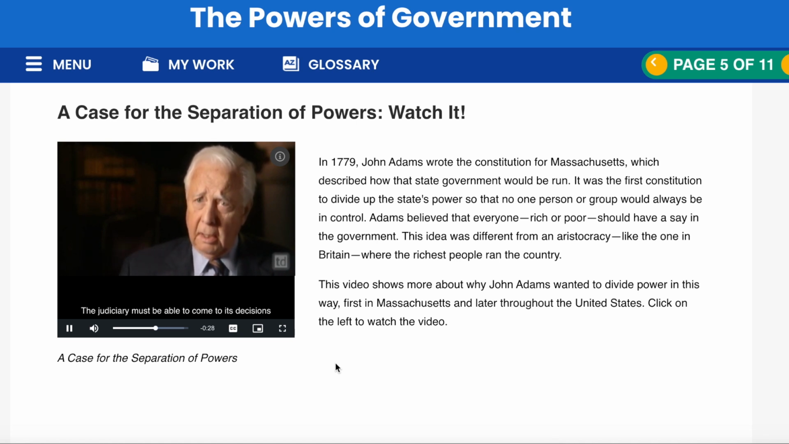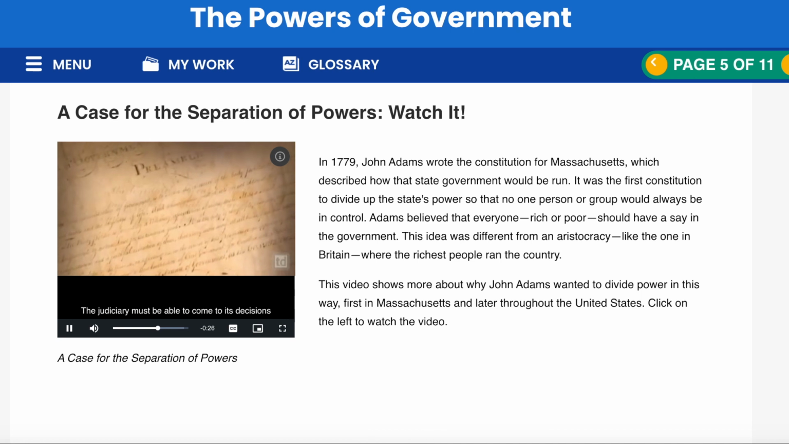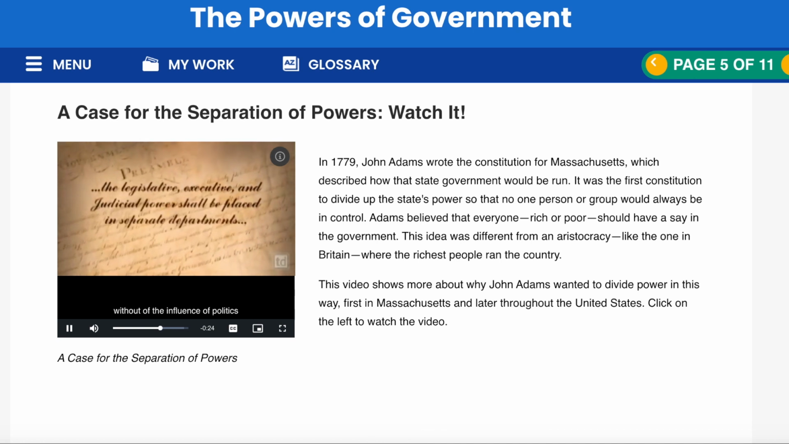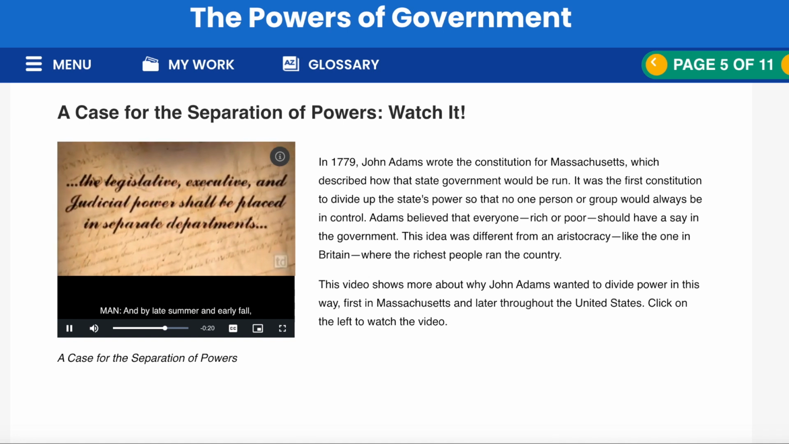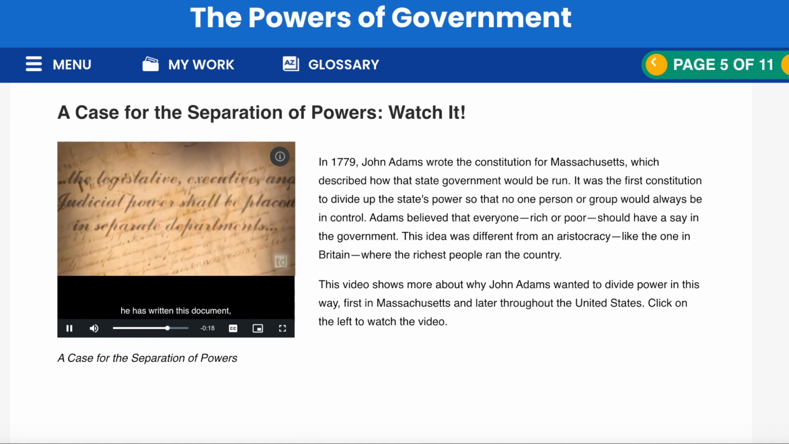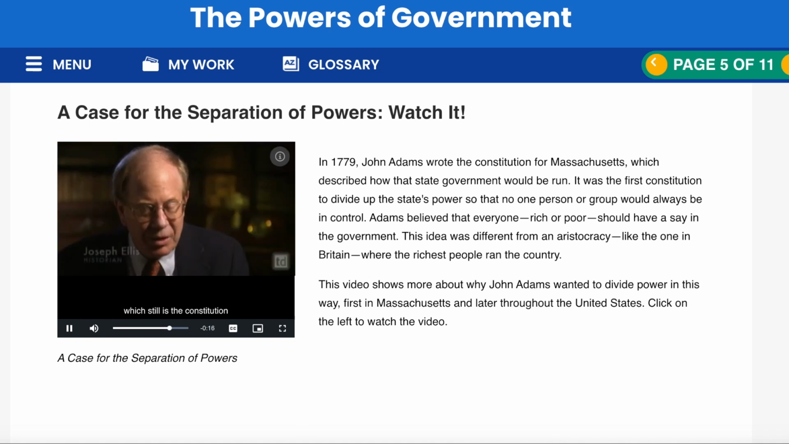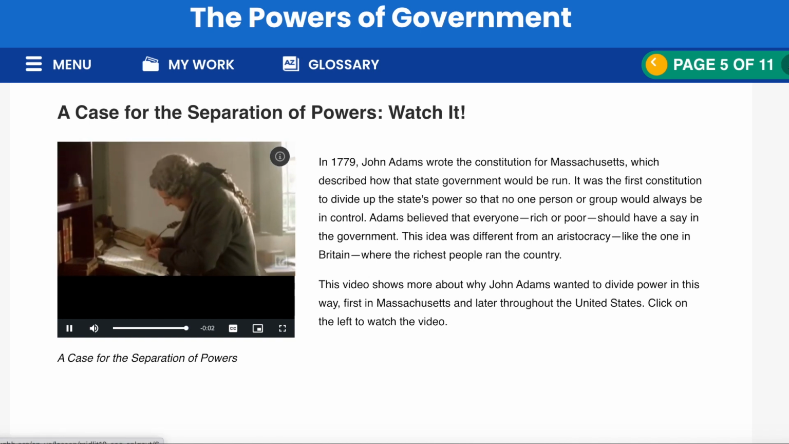He must have an independent judiciary. The judiciary must be able to come to its decisions without the influence of politics or the power of the other segments of government. And by late summer and early fall, he has written this document, which still is the Constitution of the Commonwealth of Massachusetts and is generally regarded as the model state constitution, the one that became the closest approximation of what the federal Constitution is going to be.